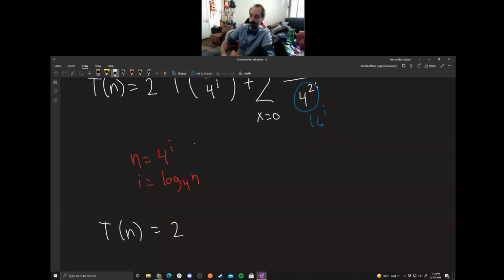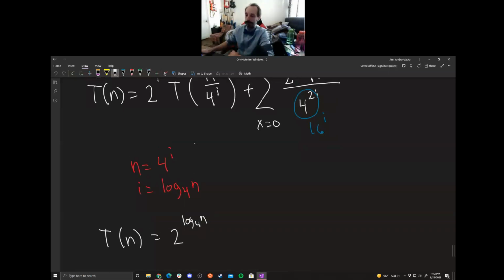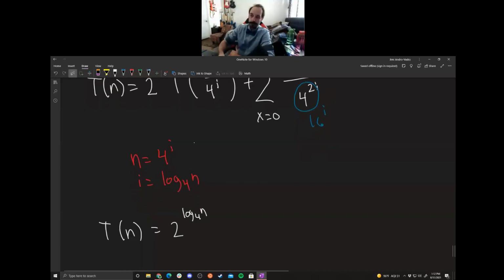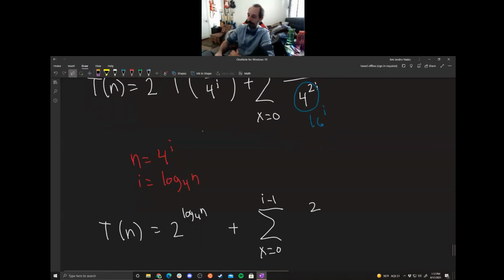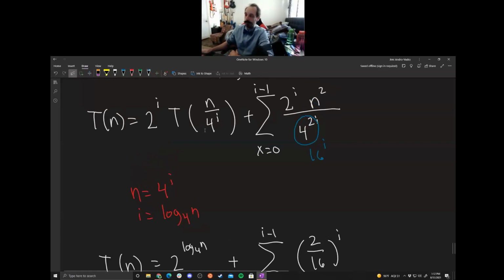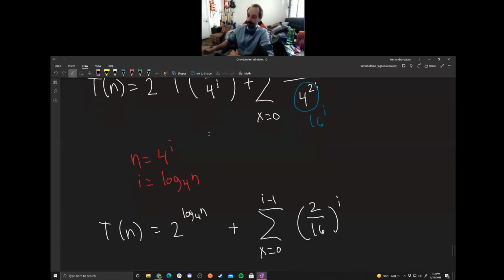Two up to the power log base 4 of n, and that's going to be times 1, plus this summation from x equals 0 to i minus 1, which will be just 2 over 16 to the power i. We actually can reduce this to just 1 over 8, but I'll just keep it like this for right now. And then n squared, we can put the n squared outside of the summation like this.